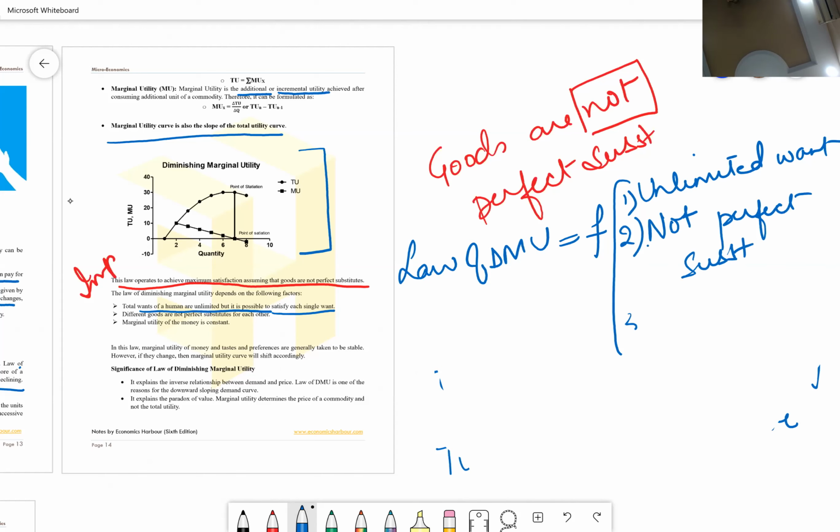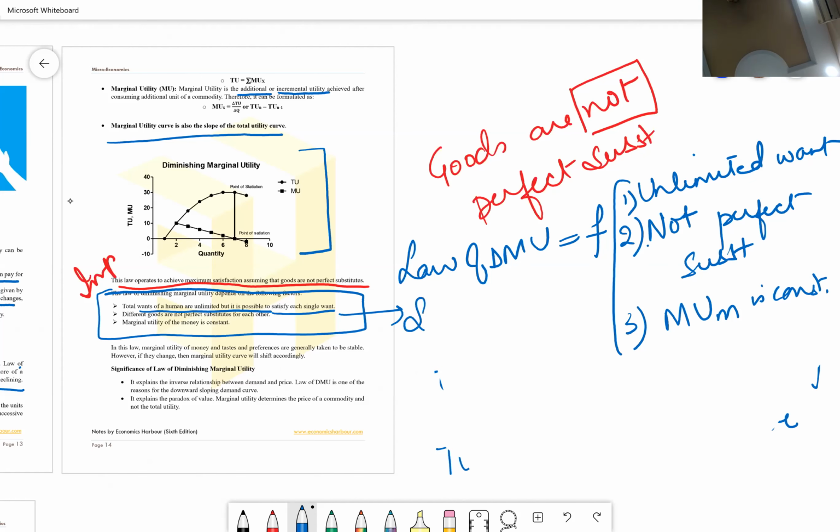Okay, and third is marginal utility of money is constant. So this law operates on these three factors, and this is more or less the summary of the law, right? But it should also be noted that in this law, tastes and preferences, which we haven't yet spoken about, are generally taken to be stable.